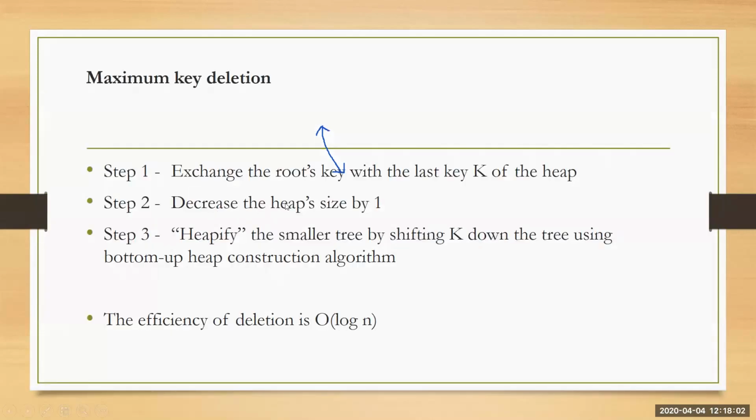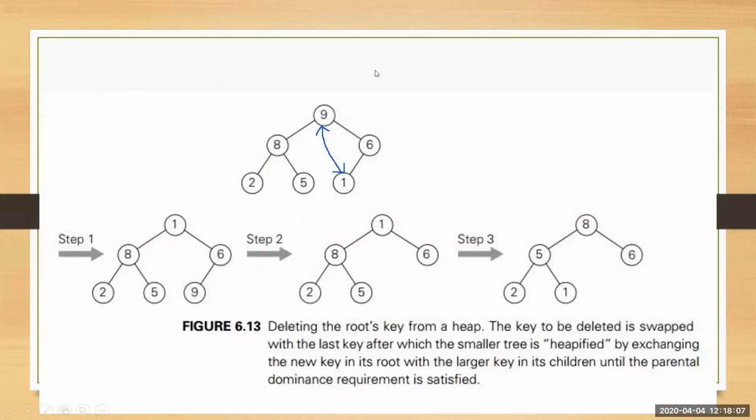What is the second step? Decrease the heap size by 1. That means one element has to be reduced because the element has been removed. Which element? 9. It will remain in the last index of the array, but you are not supposed to consider it for the heap. You have to reduce the size of the array by 1. So now this 9 is not considered in the array. The size is reduced.